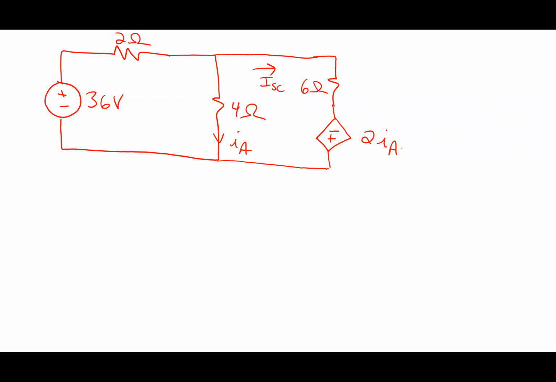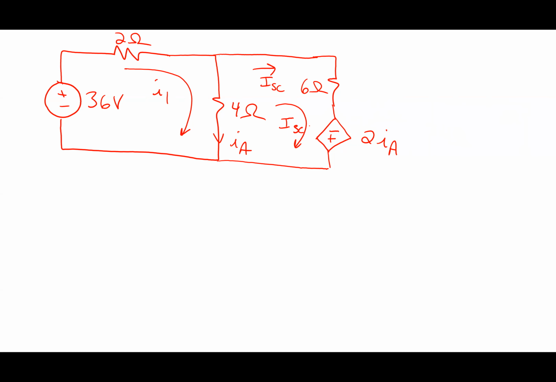So I'm going to call this over here, I don't know, I'll call it I1. And the mesh current on this side, I'm going to call ISC, right? Because it's going in the same direction. So I got I short circuit as my mesh current over here, and I1 is my mesh current over there.